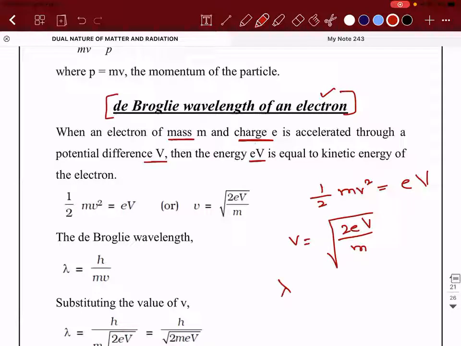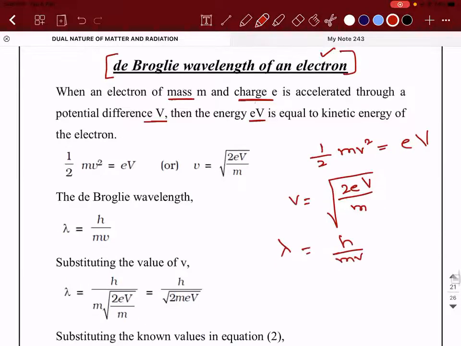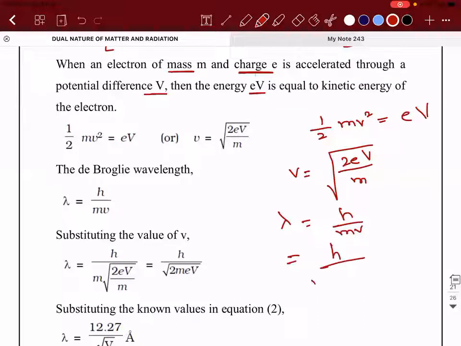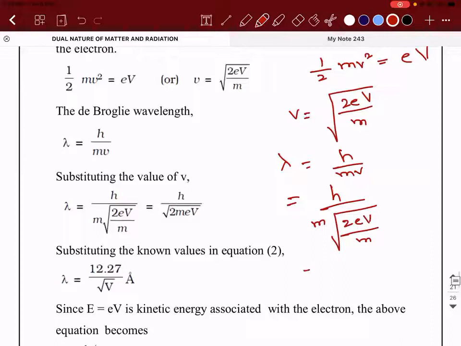Right? But we know that lambda is equal to h divided by m into v. So this will be h divided by m into square root of 2eV divided by m. So this will give us h divided by root of 2m into e into V. Right. Now if you substitute all the known values, that is the value of h, m and e, you will get lambda is equal to 12.27 divided by square root of V angstrom.